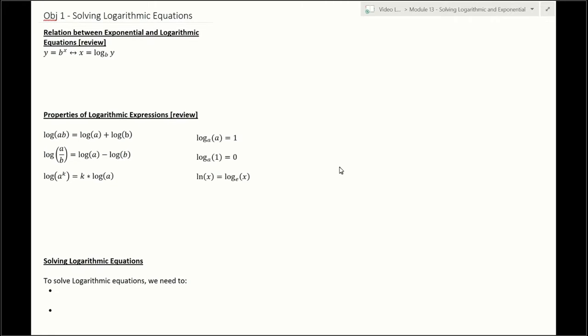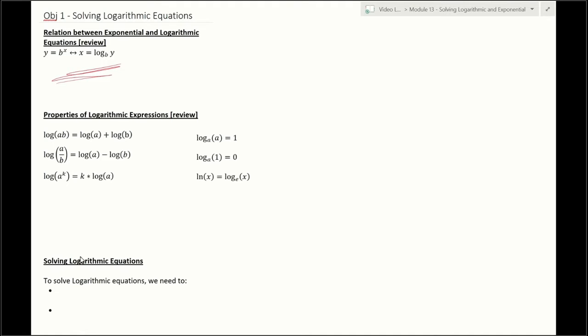Hello. In this video, we're going to look at solving logarithmic functions, or solving logarithmic equations. So as a quick review, the main way we're going to do this is by converting from log to exponential form. So we'll want to remember that from last time. This conversion is going to be key.